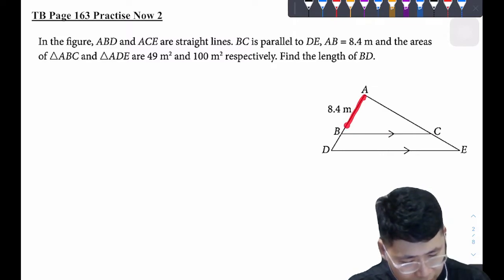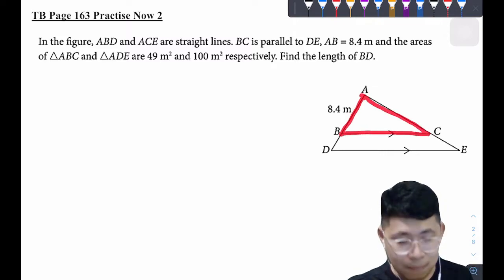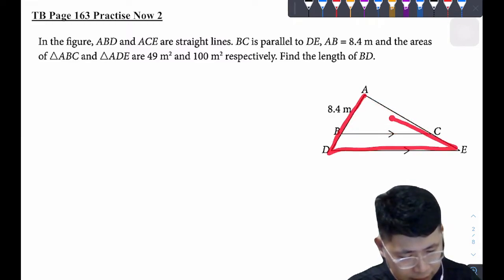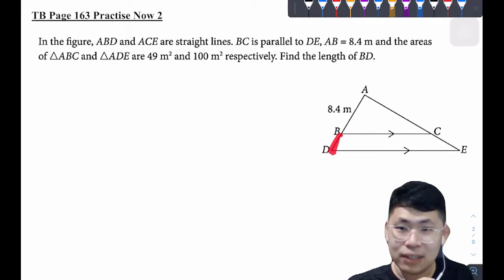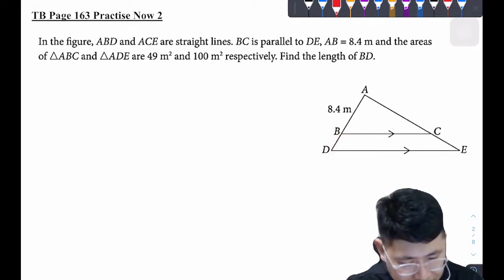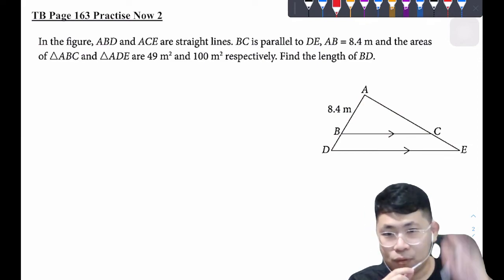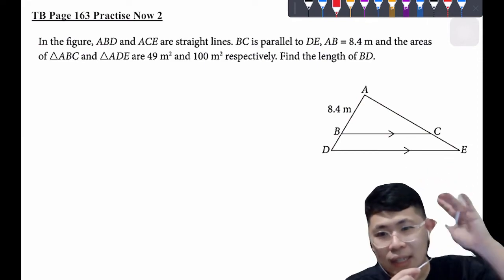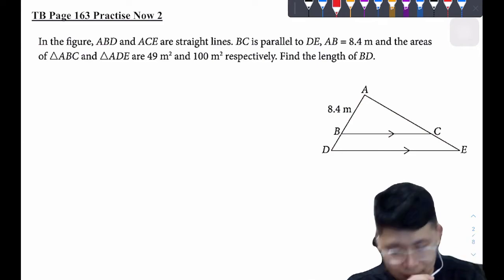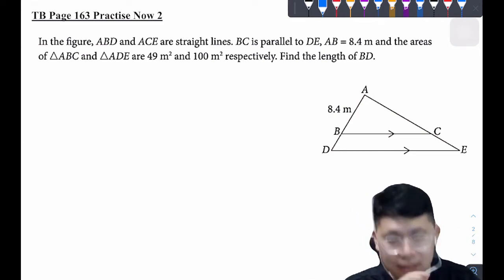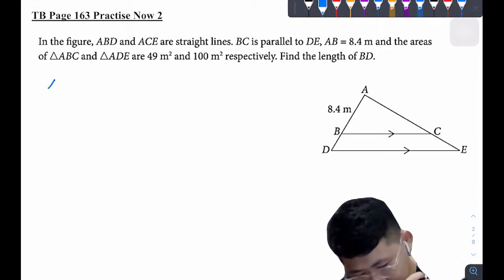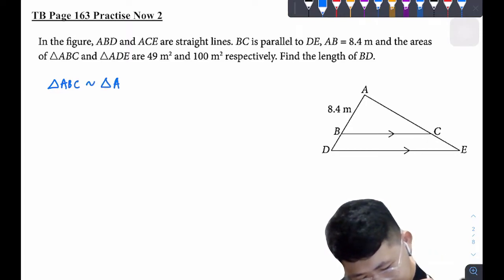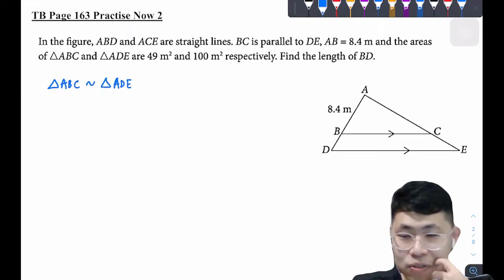The area of ABC, do you see this? And the area of ADE. So both of these are similar triangles. Find the length of BD, this length over here. Do we need to show that these two things are similar? We don't need to, because they didn't ask us to do this. But it will be good to recognize that triangle ABC is similar to triangle ADE.